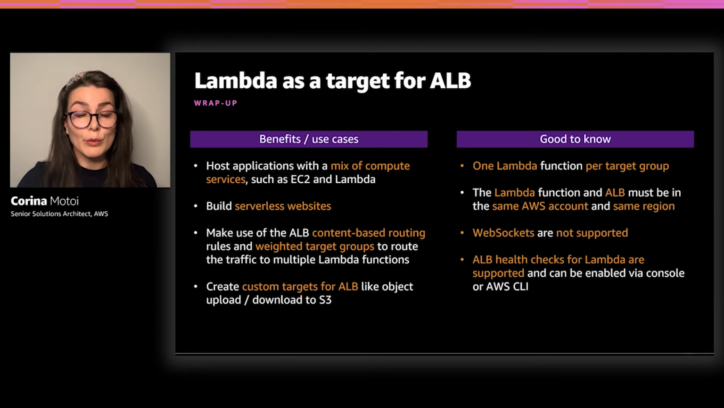Last thing, which is worth being called out, is that ALB health checks for Lambda are supported, and they can be enabled either via the console or by the CLI. One thing to bear in mind is that you're going to pay for Lambda health checks the same as per the Lambda invocation, which is handy to know when you're going to enable those health checks.